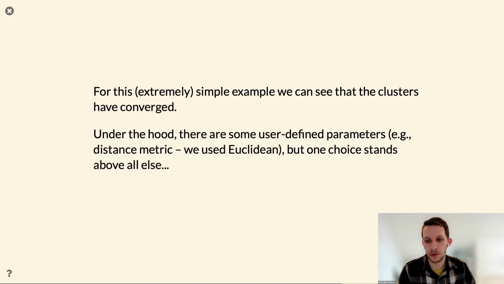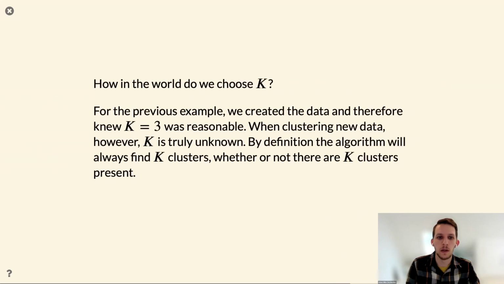Under the hood, there are some user-defined parameters. So we keep saying distance, but you actually have to define how you want to measure the distance. The standard method is typically Euclidean, but there are other choices that you could use. But despite all these under-the-hood tuning parameters, there's one choice that really, really matters if you're building a K-means clustering model. And that is K.